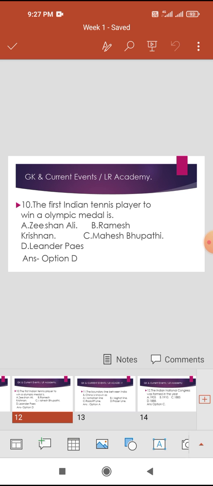The first Indian tennis player to win an Olympic medal is, again I repeat, the first Indian tennis player to win an Olympic medal is, option A, Zeeshan Ali, option B, Ramesh Krishnan, option C, Mahesh Bhupathi, option D, Leander Paes. The right answer is Leander Paes, option D.